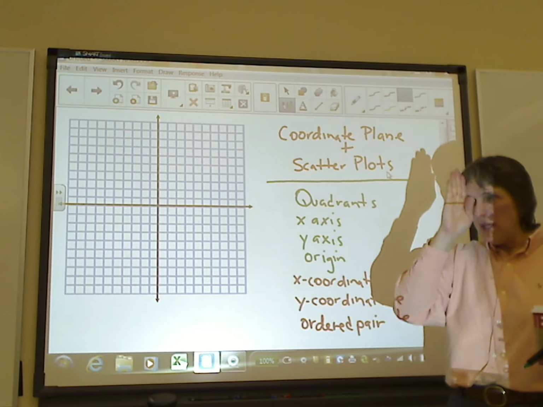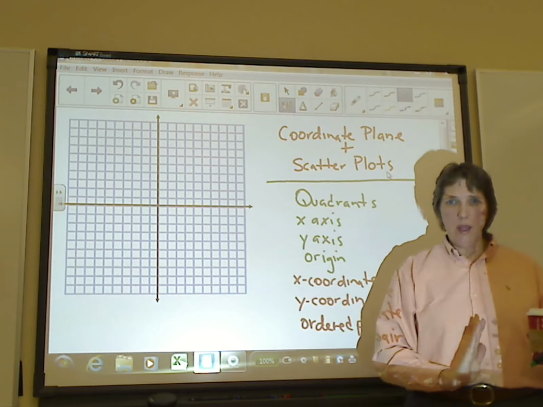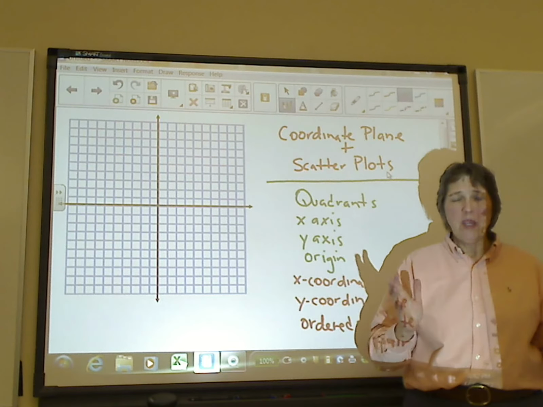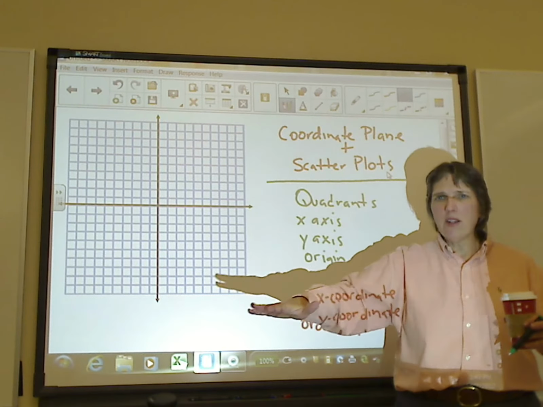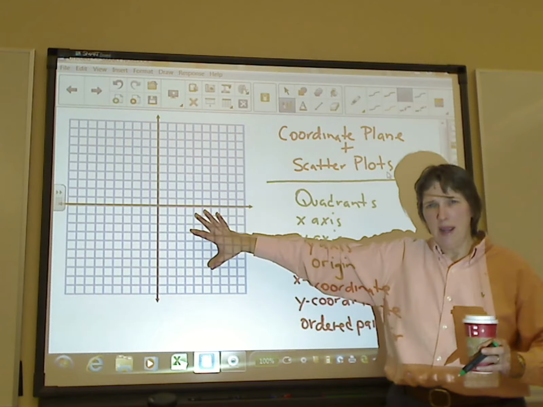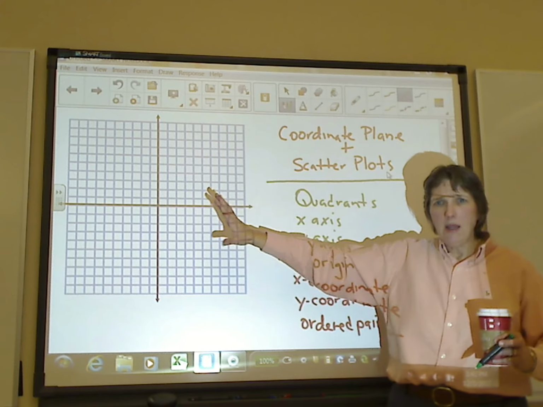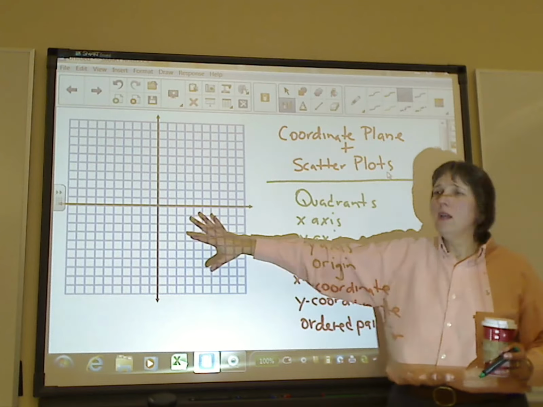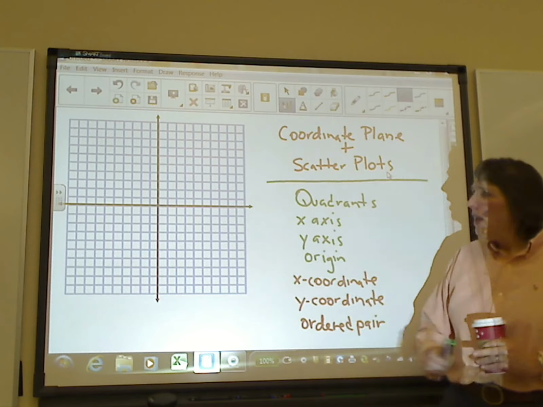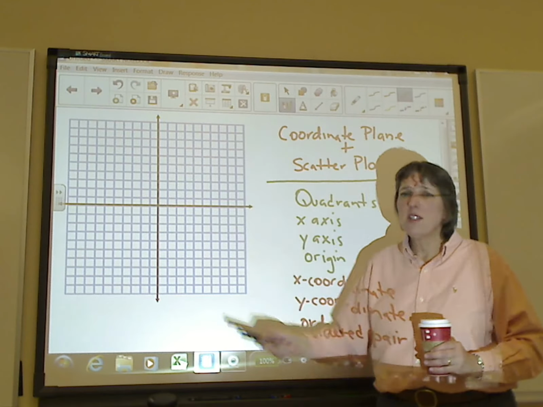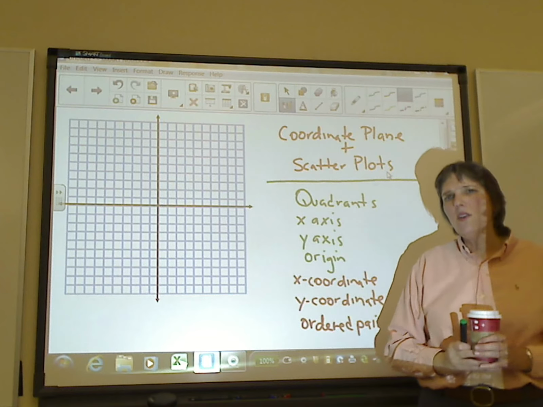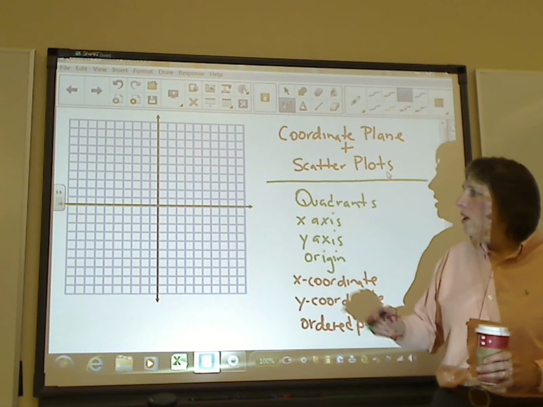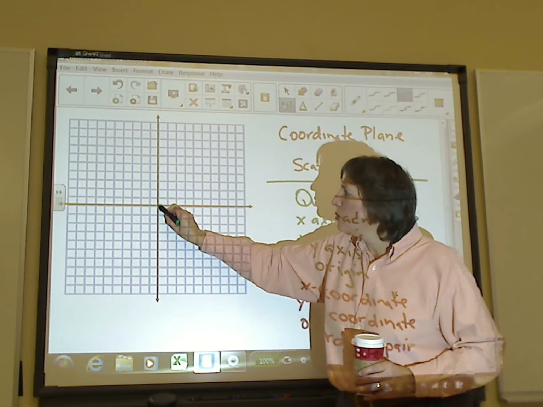If you cut me in half this way, between left and right, and opened me up, that would be a plane. So in math, we have to have a flat surface so we can put the grid down. The plane is the flat surface that the coordinate plane goes on top of. It is made up of two lines that intersect perpendicularly. Perpendicular means that they intersect at right angles, and they intersect right here at this point.